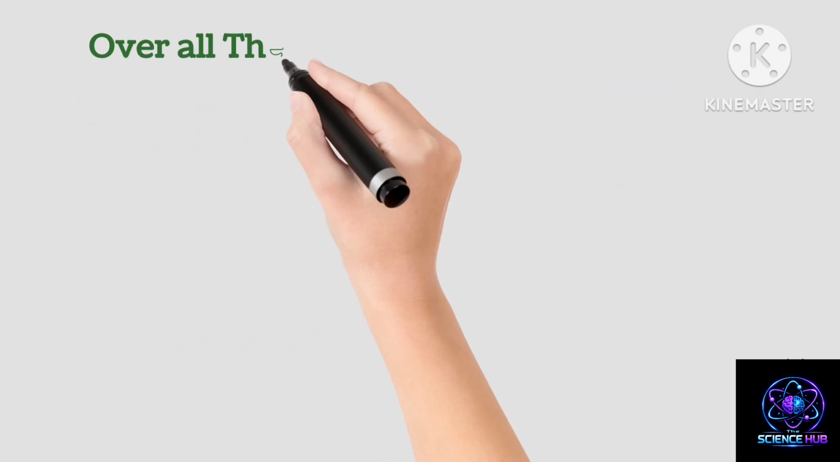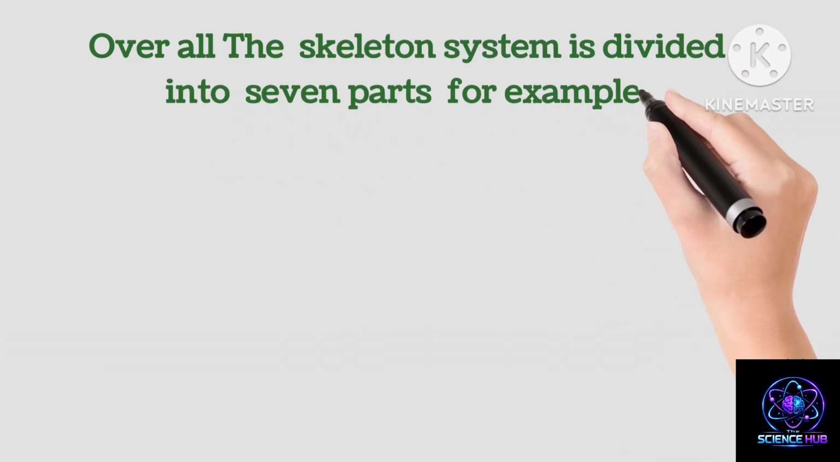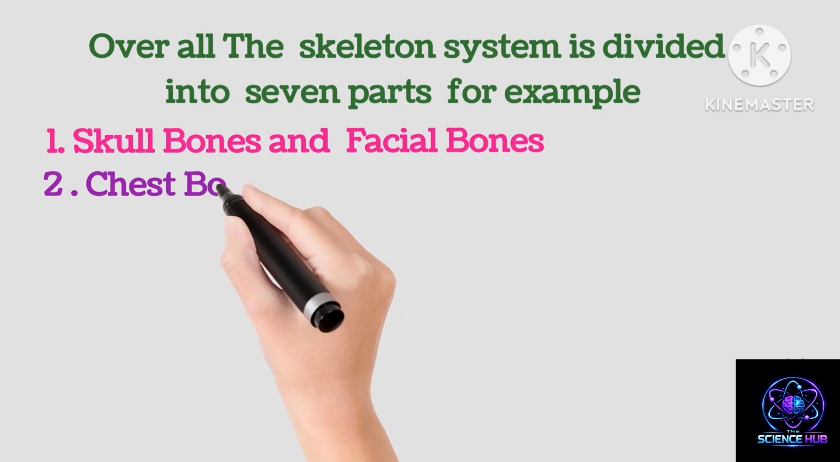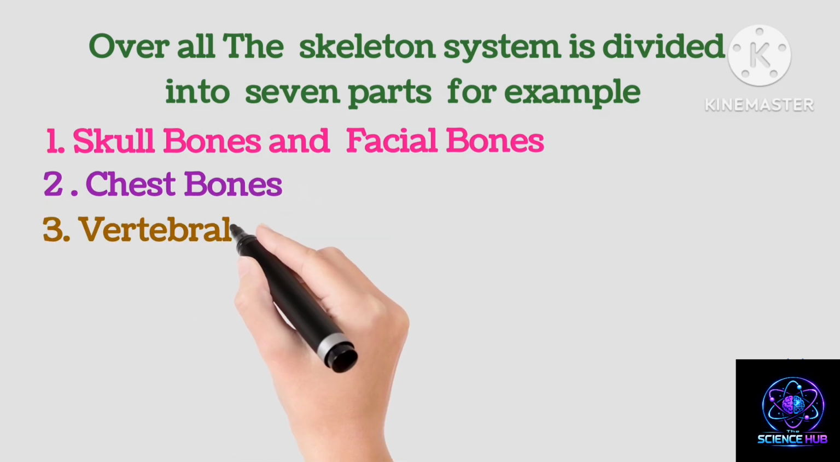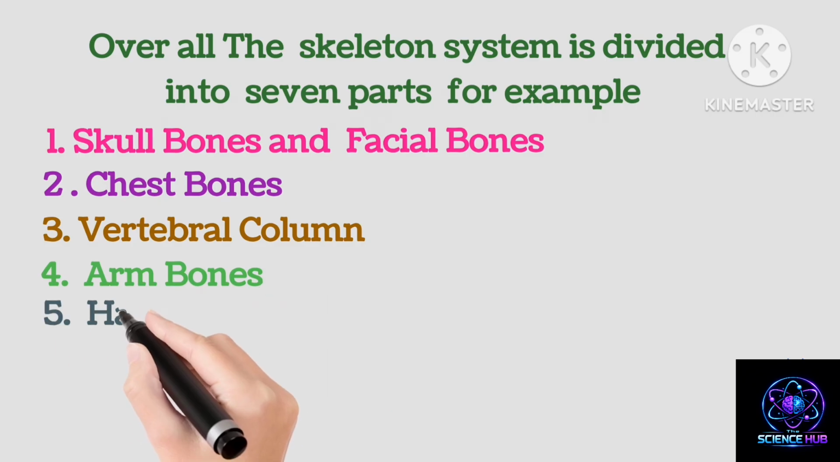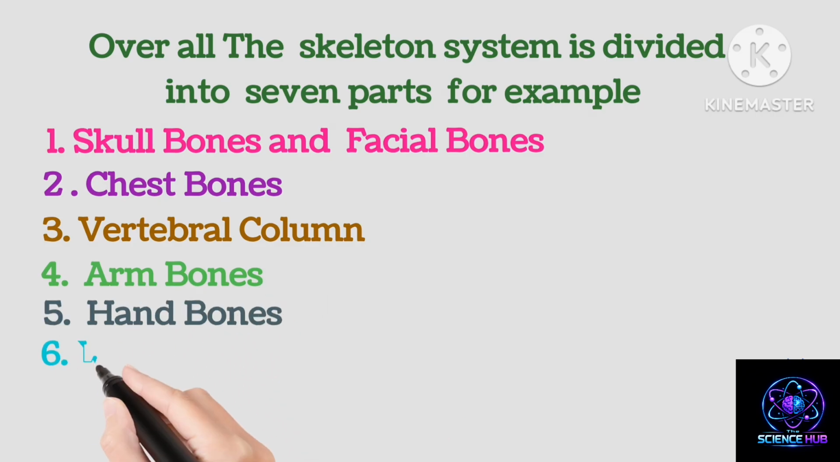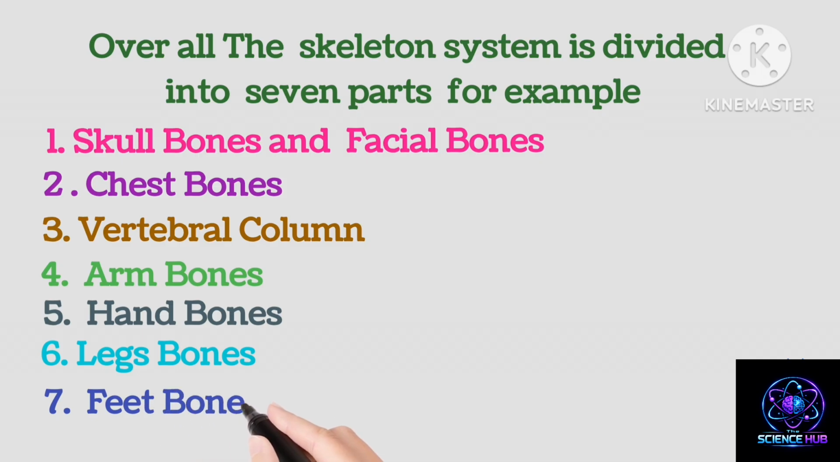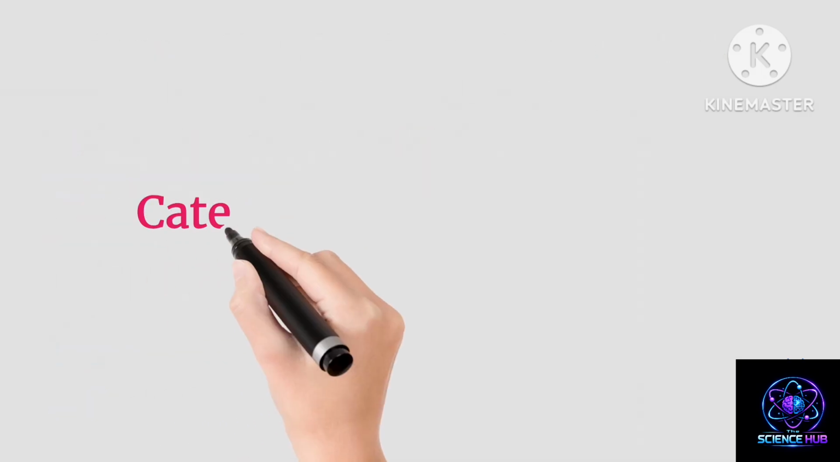Overall, the skeleton system is divided into 7 parts. For example, 1, skull bones and facial bones, 2, chest bones, 3, vertebral column, 4, arm bones, 5, hand bones, 6, leg bones, 7, feet bones. Let's understand these one by one.